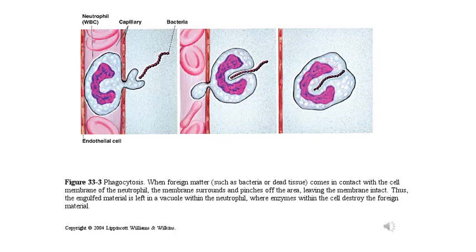And this is even a more simple version, which I really like, and it just says when foreign matter such as bacteria or dead tissue comes in contact with the cell membrane of the neutrophil, the membrane surrounds it, and you can see it basically pinches off the area, leaving the membrane intact. The engulfed material is then left in the vacuole of the neutrophil, and the enzymes will destroy that foreign material.